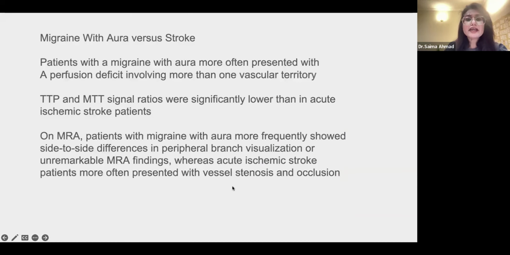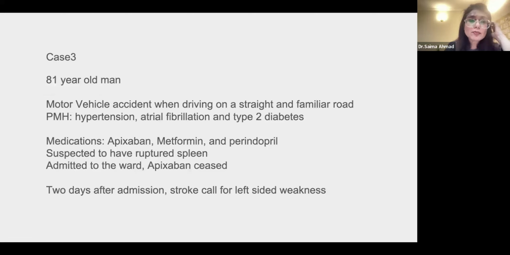Patients with migraine with aura more often present with a perfusion deficit involving more than one vascular territory. And the patients also frequently show non-visualization of the distal vessels in the MRA, or sometimes the MRA is unremarkable. So the last case from the mimics is an 81-year-old man. He presented with polytrauma, and he is a known case of atrial fibrillation, so he was on anticoagulation. Because of a suspected ruptured spleen, he was admitted.